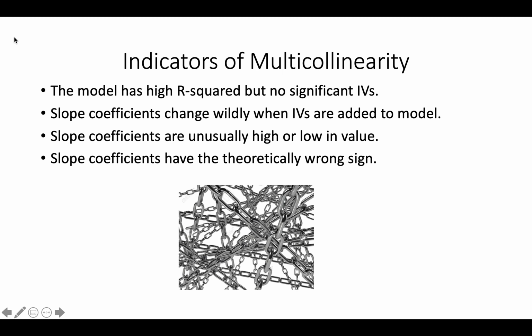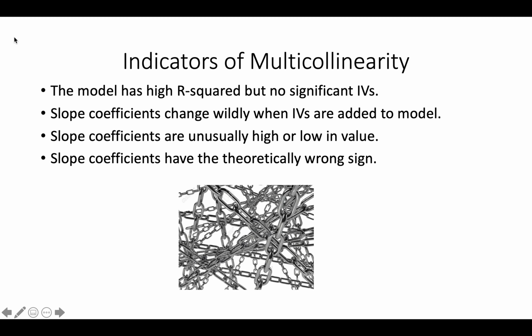Third, the slope coefficients are unusually high or low depending on how the variables are measured. For instance, if your independent variable is measured from, say, 1 to 10, and your slope coefficient is 10 trillion, then that might raise some suspicion that there is a multicollinearity problem.